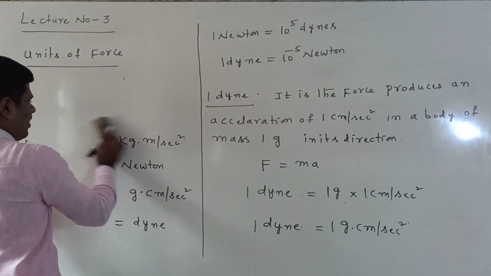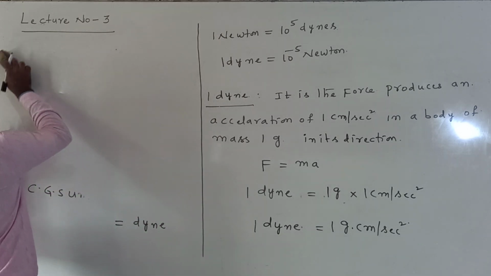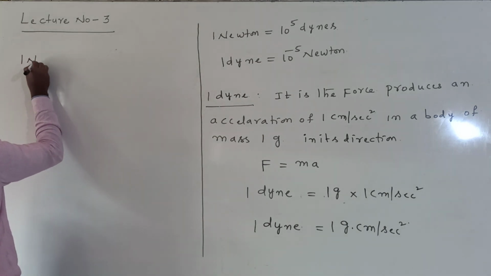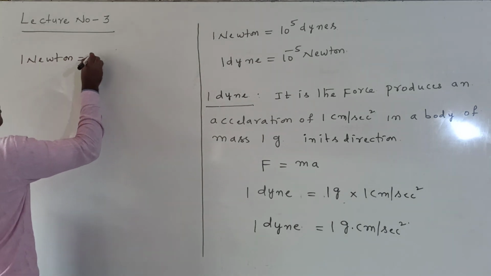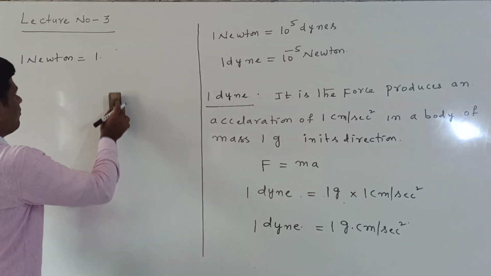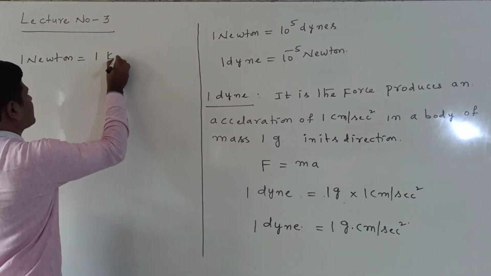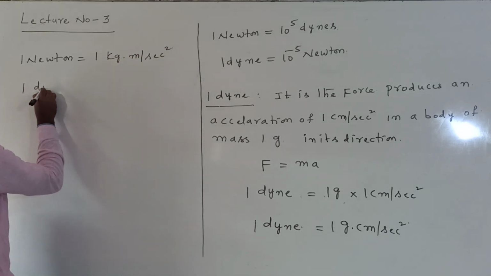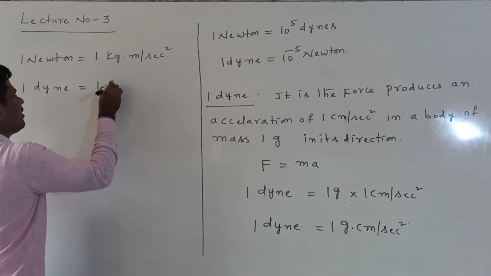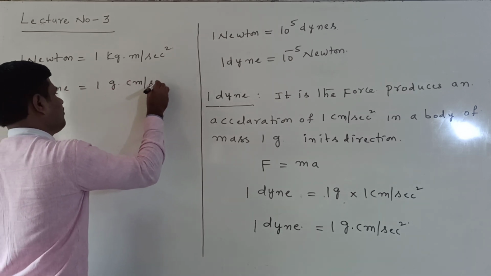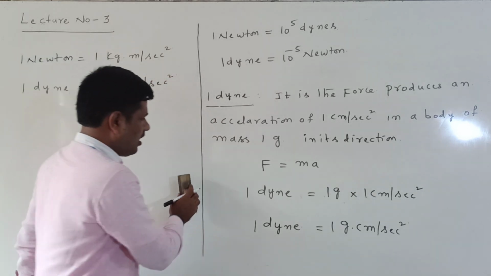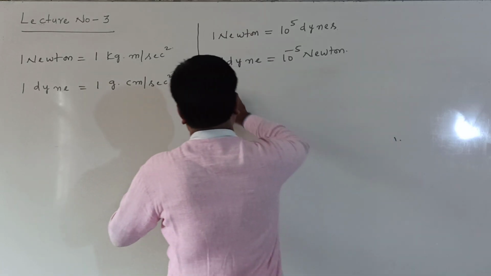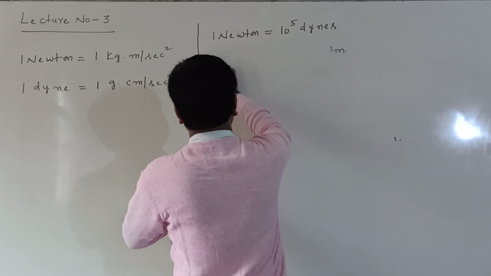This is here 1 dyne and the 1 Newton values. Now 1 Newton is equal to 1 kg into meter per second square. Now 1 dyne is equal to 1 gram into centimeter per second square. Now next, these are called dyne and Newton. These are called here absolute units.